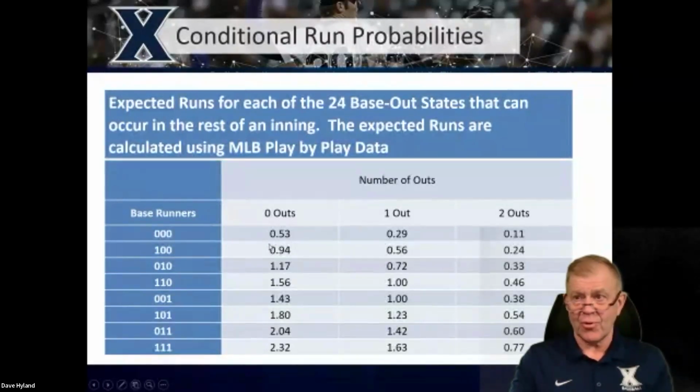So that difference, that 0.41, that was the value of that single, right? That single was worth 0.41 runs.